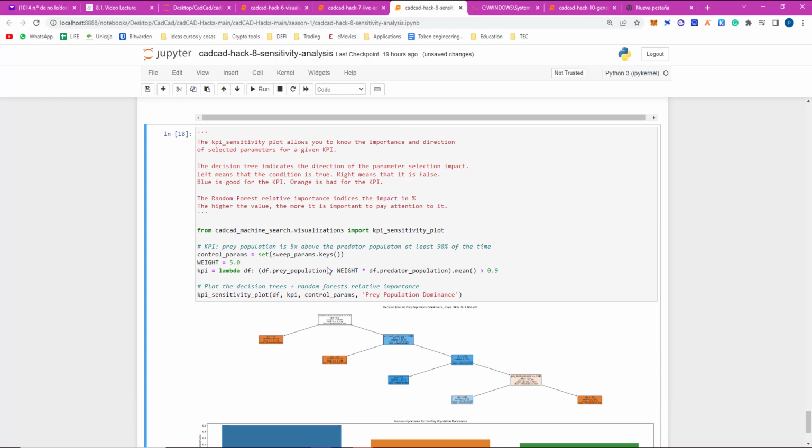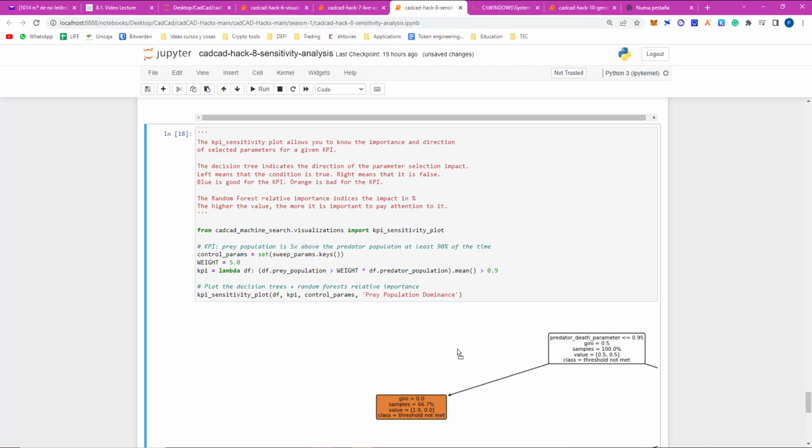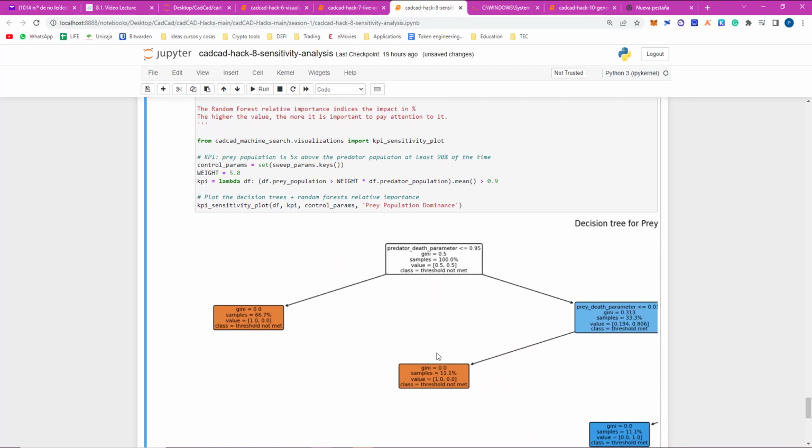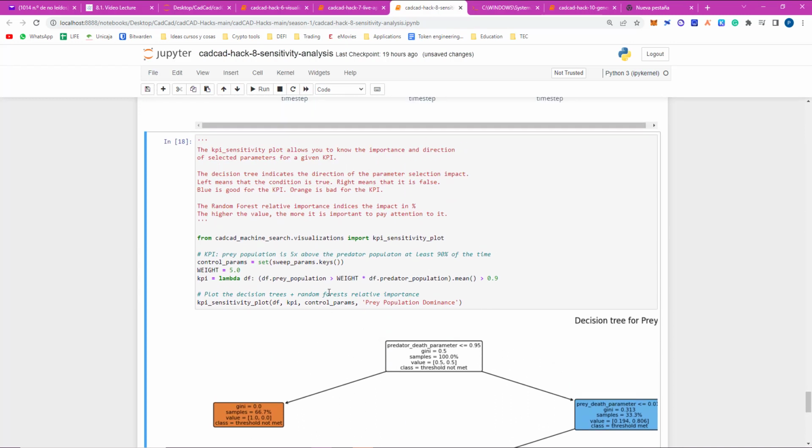I've done decision trees in statistics before, and normally what it does is it takes decisions based on an objective that you want to get, so you make an assumption of an objective that you want to get. In this case, the key performance indicator is that the prey population is 5 times above the predator population at least 19% of the time, and it checks when that will happen, and in which situations that happens.